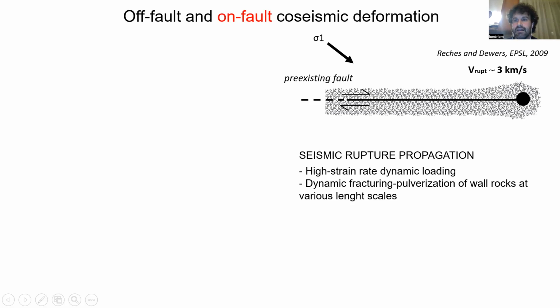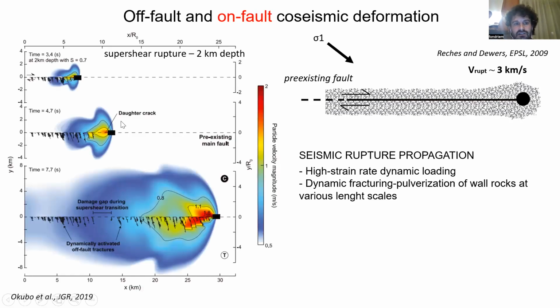And we are talking about a few millimeters to centimeters. So at the rupture tip, you will reach stresses of gigapascals. You will have high strain rate loading of the rock, which is able to dynamically fracture and even pulverize your rock. What we know is that this kind of dynamic loading occurs around the propagating rupture tip, in the wall rock. The extent and the magnitude of this dynamic loading depend on many factors, but are mostly related to the velocity of propagation of your seismic rupture.